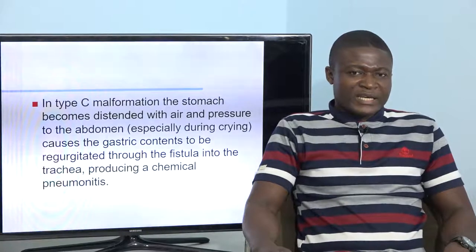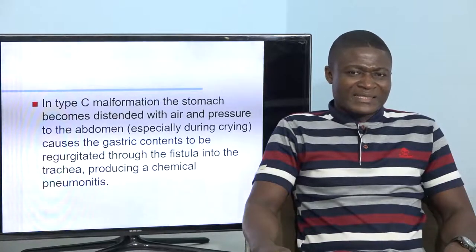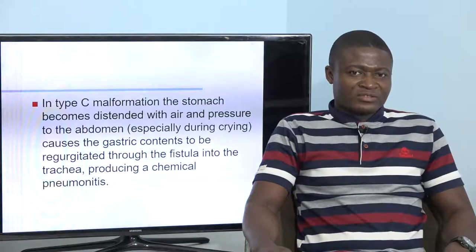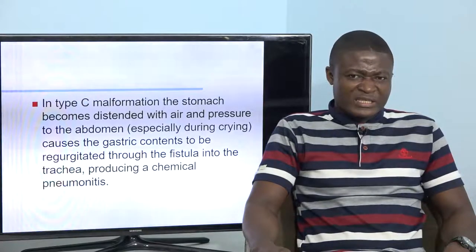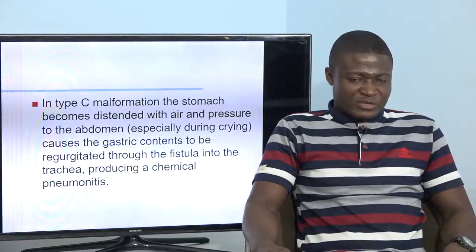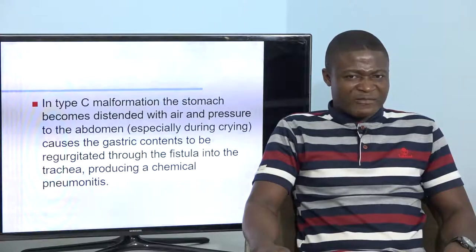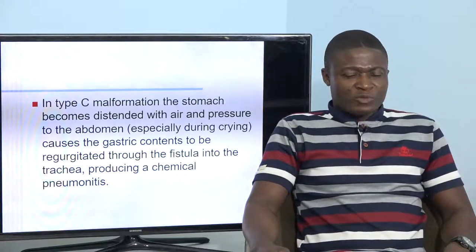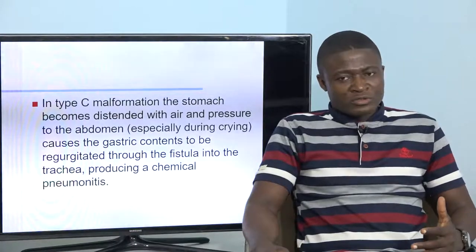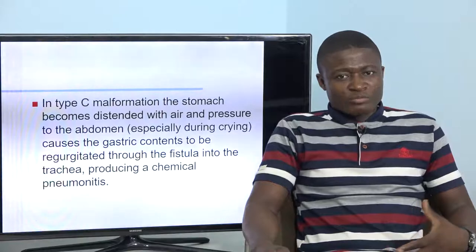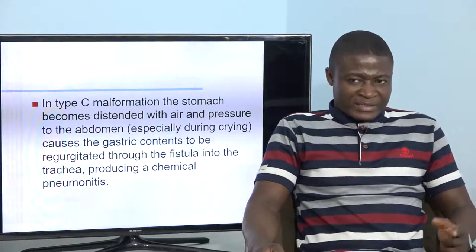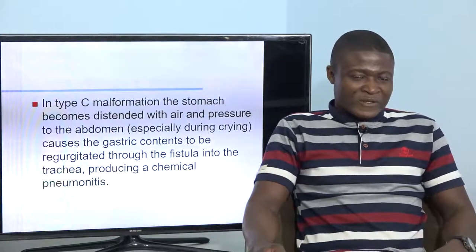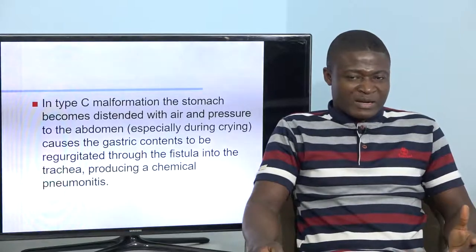In the type C malformation, the stomach becomes distended with air and pressure to the abdomen, especially during crying. This causes the gastric contents to be regurgitated through the fistula into the trachea, producing a chemical pneumonitis. So when this child, especially the one suffering from type C atresia, cries, he takes in too much air, and this causes bloating. It will cause the abdomen to become distended, creating pressure, because remember that the lower esophagus is connected to the trachea. So the more air is entering, the more the tummy becomes bloated.